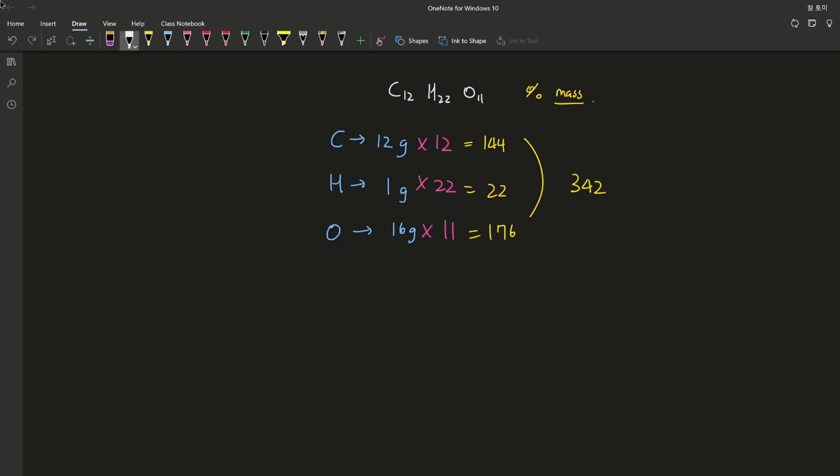So we can say for carbon, we have 144 over 342 times 100. For hydrogen, we have 22 over 342 times 100. And for oxygen, we have 176 over 342 times 100. And then if we pop this into our calculators, it should give us the answer.